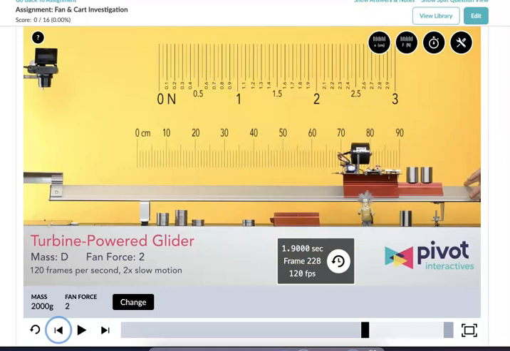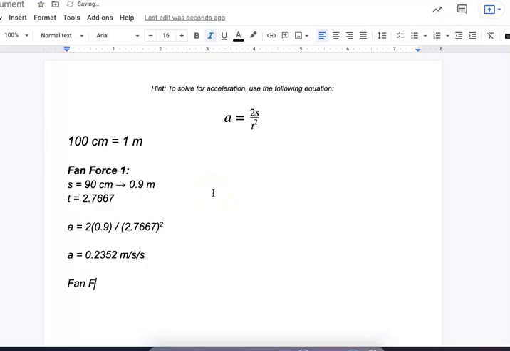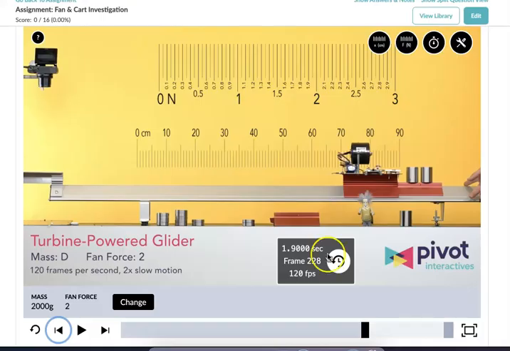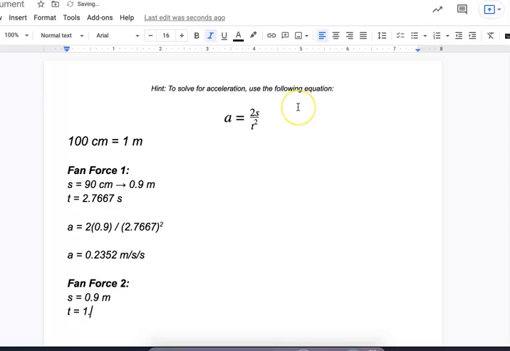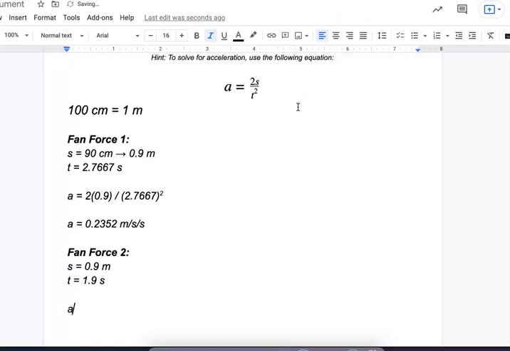So go back to my calculation. This is for fan force 2. And I have S equals, it's the same, 0.9 meters. I'm sorry, I said centimeters. My time, and you might hate me, I should have put seconds right there, T equals, and then what is my time? 1.9000, 1.9. I'll just stop there. And then I do my calculation again.